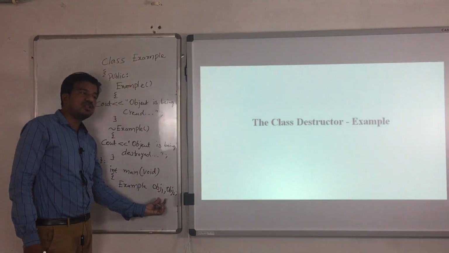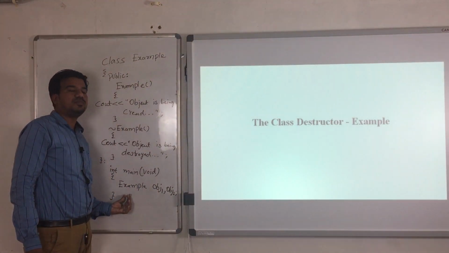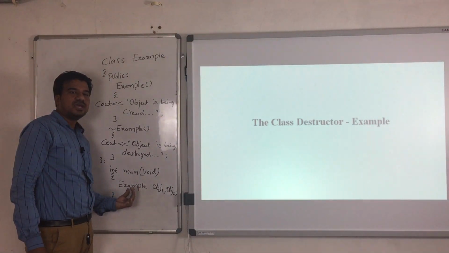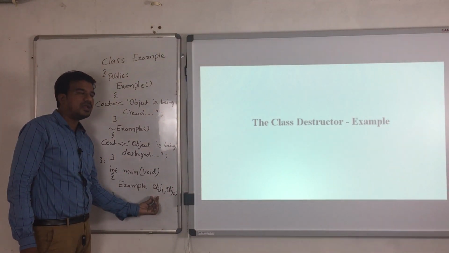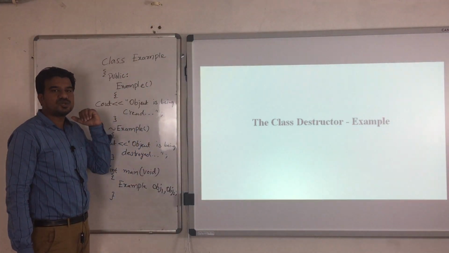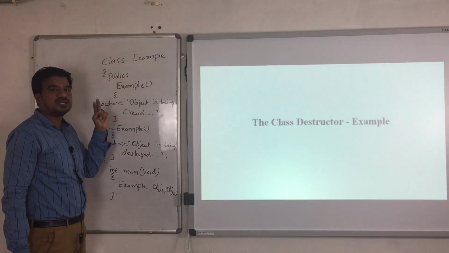And from where do they call their constructors? From the Example class only, because they are the objects of the Example class. So creation of obj1 will call the Example constructor. Creation of obj2 will also call the same constructor a second time.